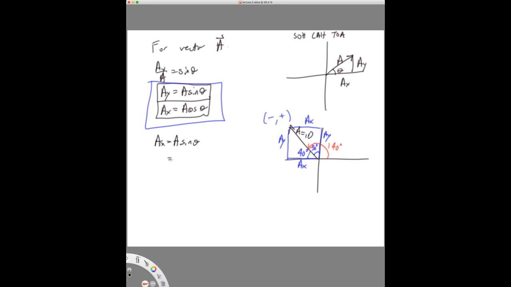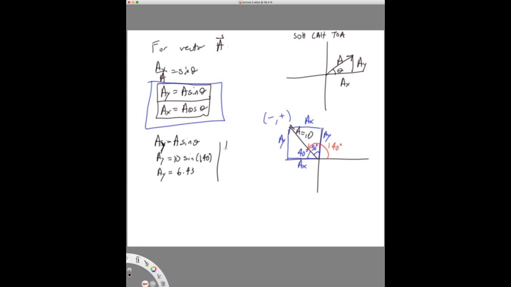So to find the y component, I have 10 times the sine of 140 degrees. Sorry, I wrote AX, but I meant to do AY for this. And if we put that in the calculator, what we get is 6.43.